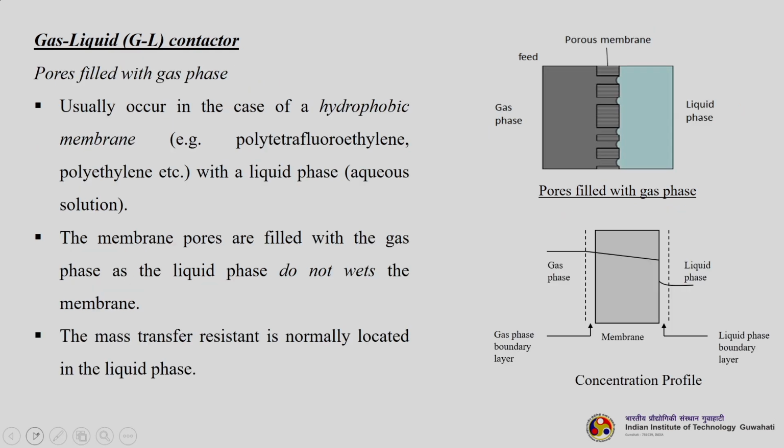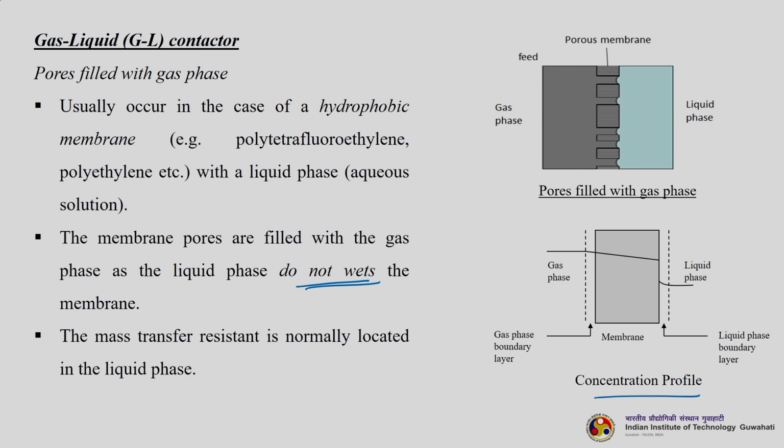Pores filled with the gas phase usually occur in the case of a hydrophobic membrane. To achieve the first case, where the pores are filled with gas phase, we need a hydrophobic membrane, for example, polytetrafluoroethylene or polyethylene, with a liquid phase which is basically an aqueous solution. The membrane pores are filled with gas phase, as the liquid phase does not wet the membrane. So, you have to choose the membrane material this way, that is why a hydrophobic material. The mass transfer resistance is normally located in the liquid phase.